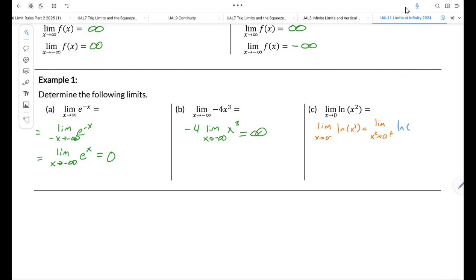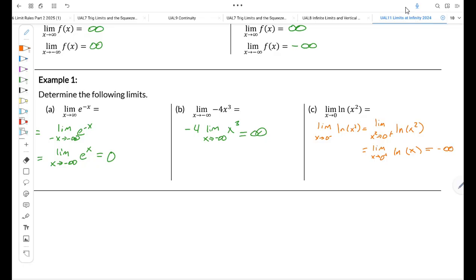Of ln of x squared, which I can then just redefine and say equals the limit as x goes to 0 plus of ln x, which is a must know, and it is -infinity. The ln function has a vertical asymptote at x equals 0 because on the right-hand side of it, it shoots down to negatives.